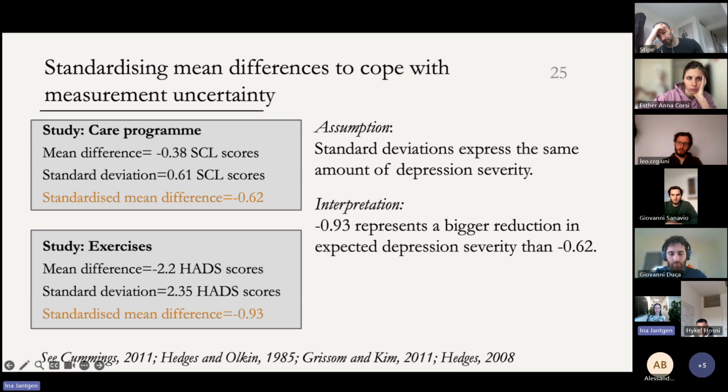We can say that the reduction of a standardized mean difference of minus 0.93 represents a bigger reduction in expected depression severity than one of minus 0.62, right?